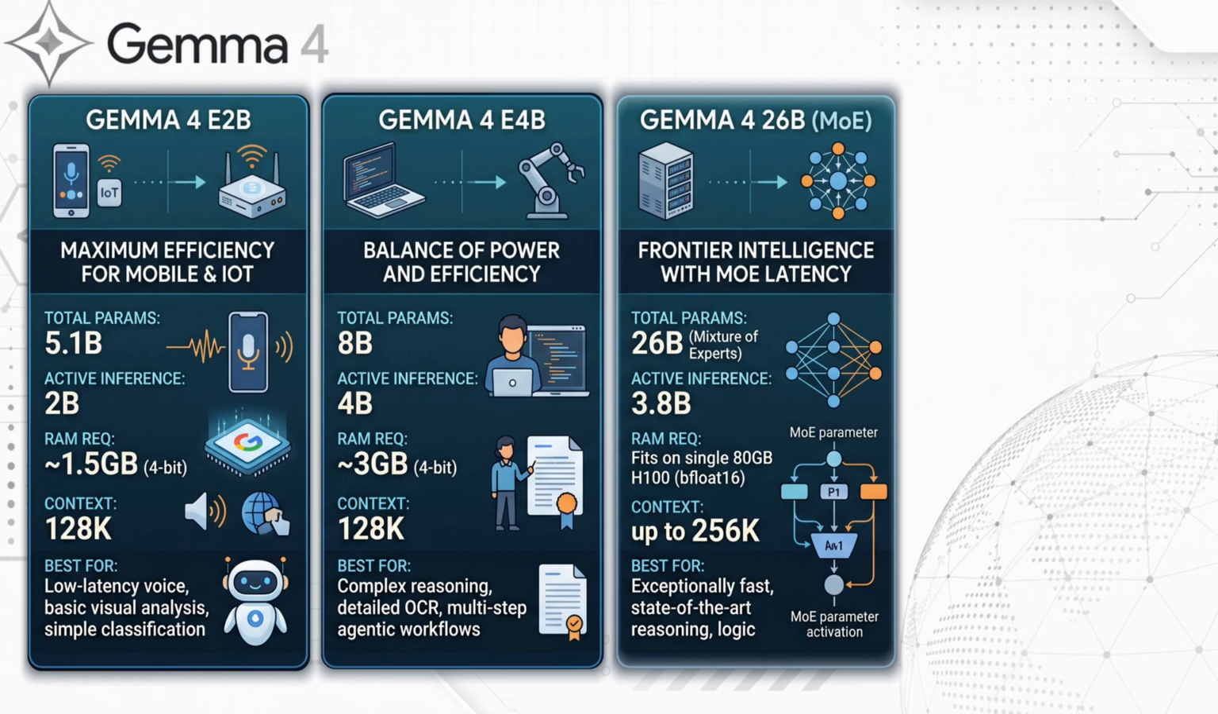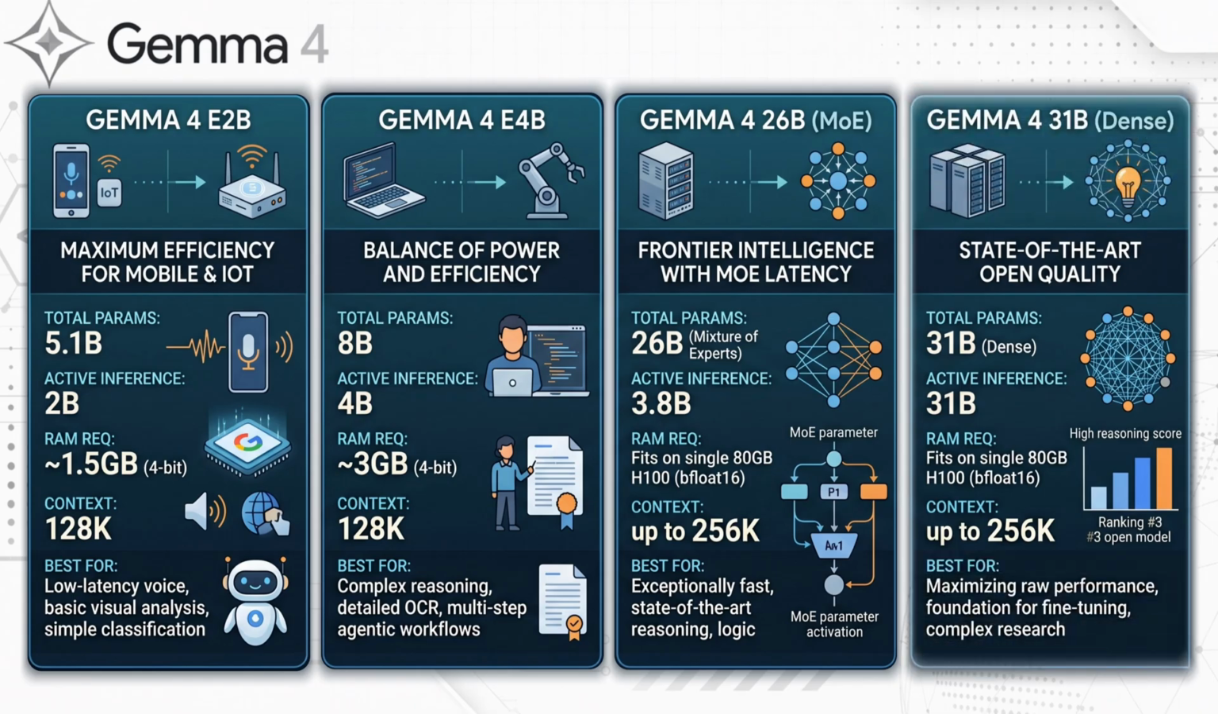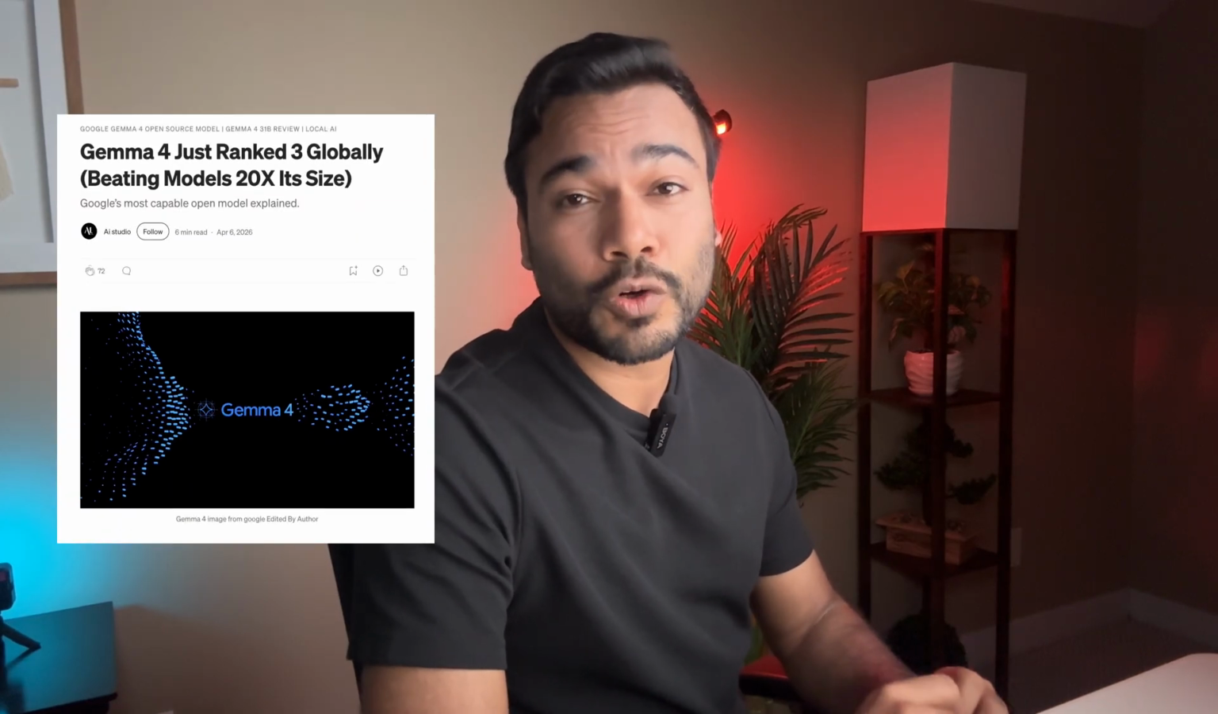26B MOE or mixture of experts. This is the clever model. It has 26 billion total parameters but only uses 4 billions at a time. That means high performance with efficient inference. 31 billion dense. It currently ranks number 3 on Arena AI leaderboard, beating out many closed source corporate models.